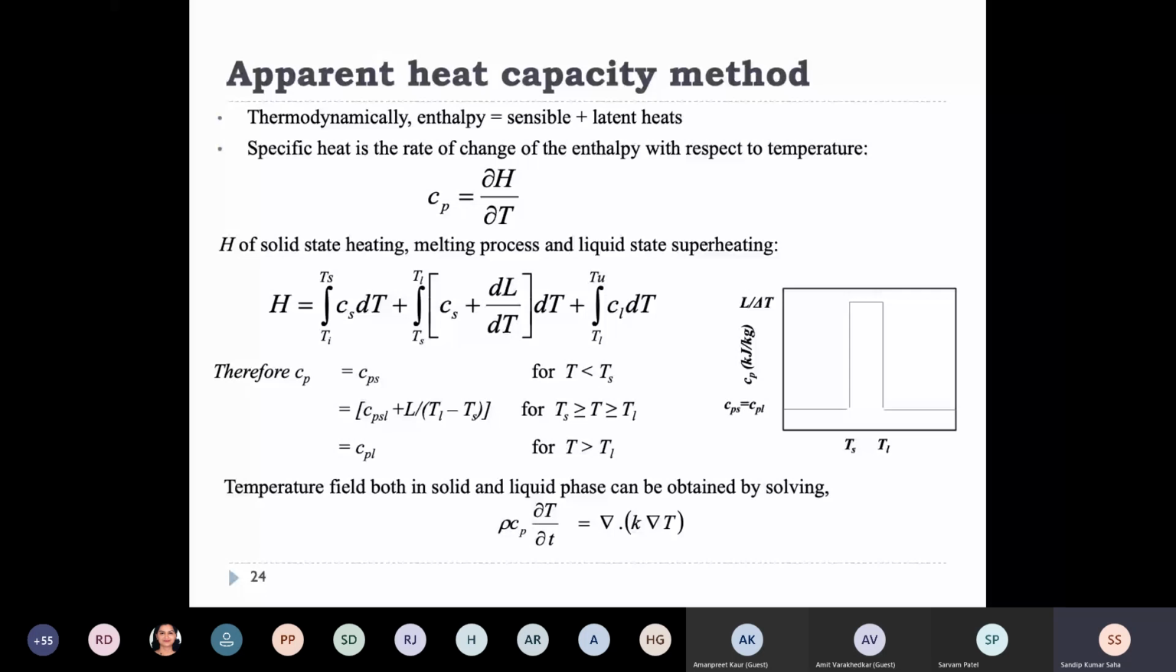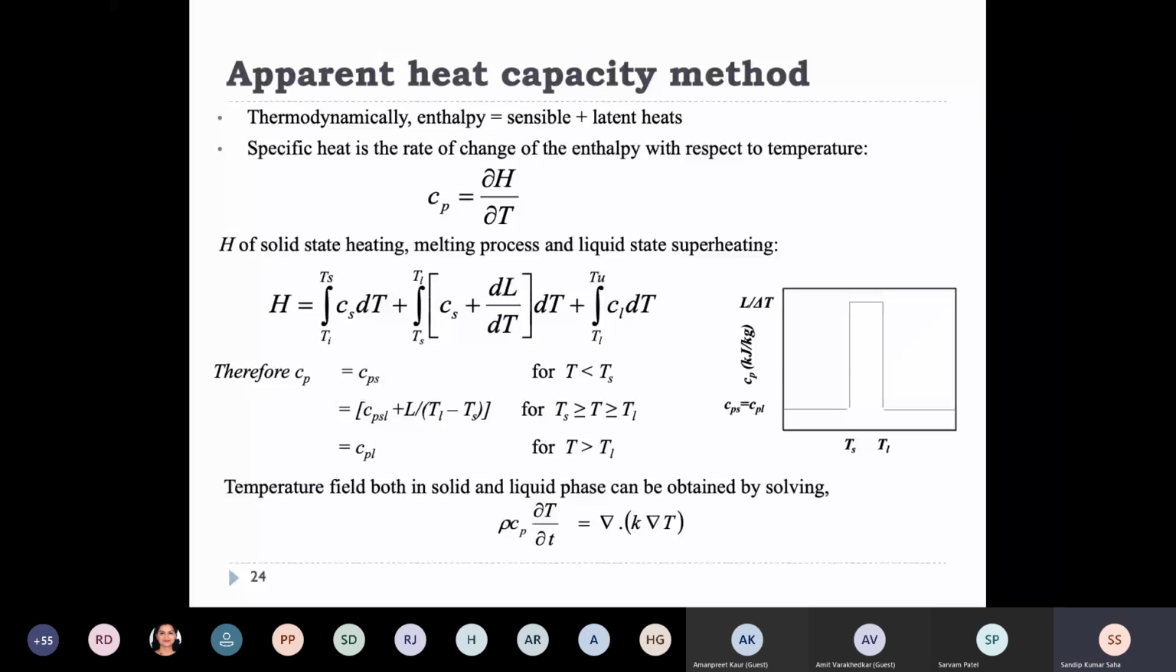But where is the advantage of the apparent heat capacity method? It has two types of advantage. One is that it is computationally inexpensive, because you only have to change the specific heat, and it is done explicitly. The second is that if the melting is occurring over a wide range of temperature, the apparent heat capacity method is very good, because it is computationally less expensive and the implementation is very easy.